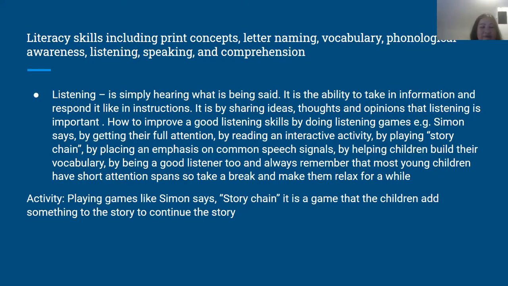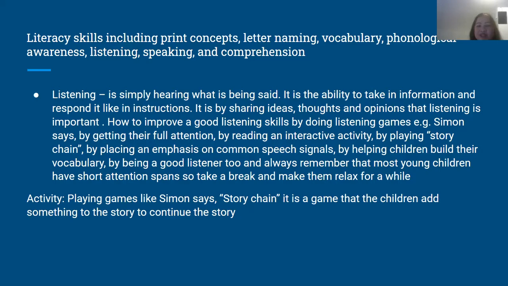How do I describe listening? Listening is simply hearing what is being said. It is the ability to take in information and respond to it, like following instructions. It is by sharing ideas, thoughts, and opinions that listening is important. We can improve good listening skills by doing listening games.